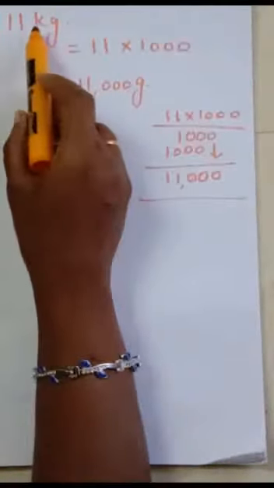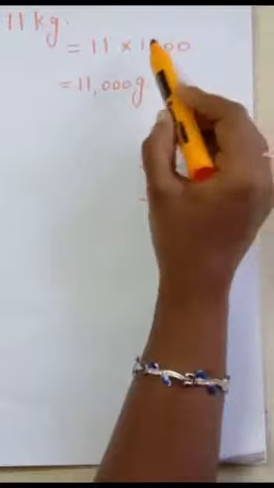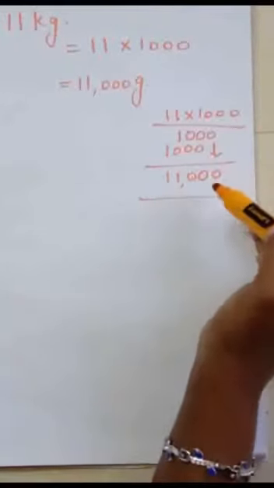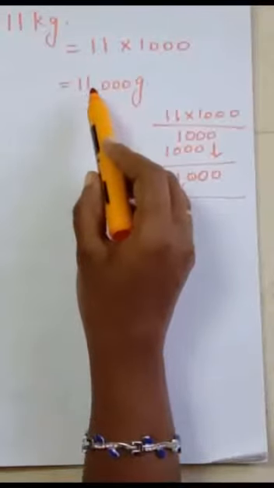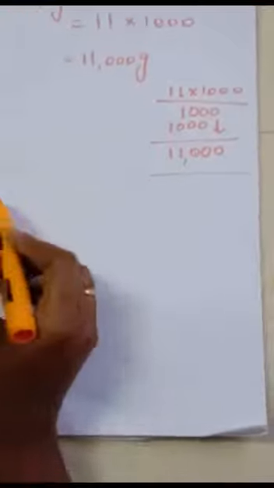Okay, so what is the step? When the question is given as 11 kg, you have to convert this 11 kg into gram. For that, first we have to multiply this with 1000, and this is all the multiplication step. Then after following this, you get the answer as 11,000 gram. Is it clear? Fine. Shall we go with the next sum?